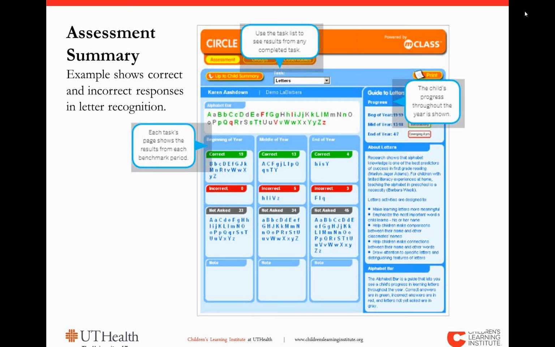Then they get an assessment summary, and this actually shows them, you see here, letter knowledge. What did the child know? Which letters were incorrect, and which letters, because it's 60 seconds, was the child not specifically asked. And that gives the teacher a lot of information about how to put their instruction practices together for each child and how to group children.